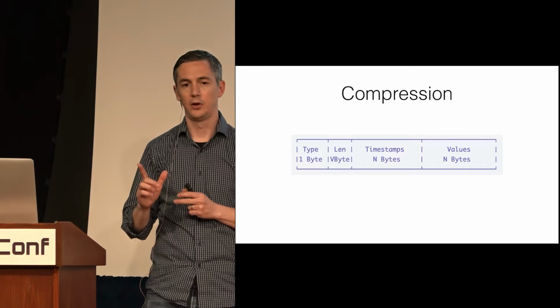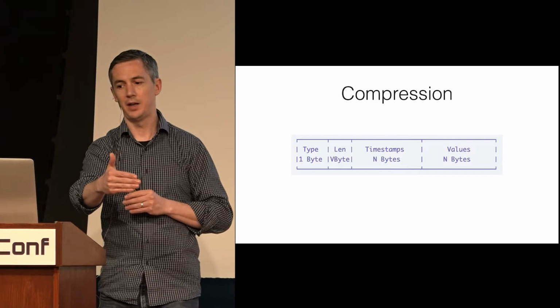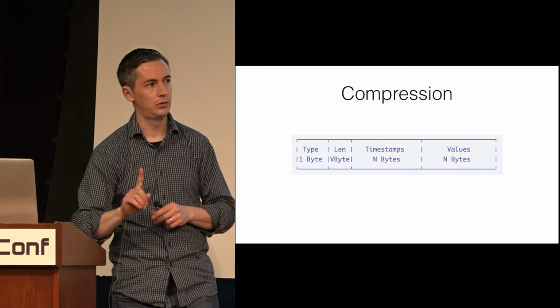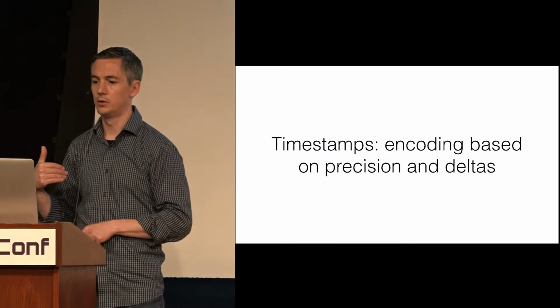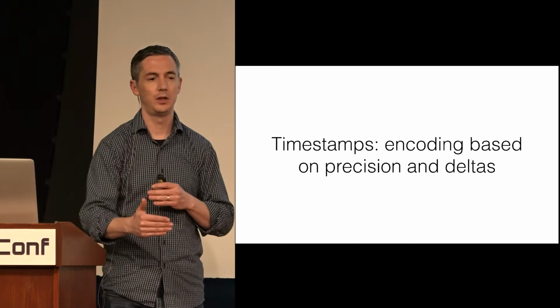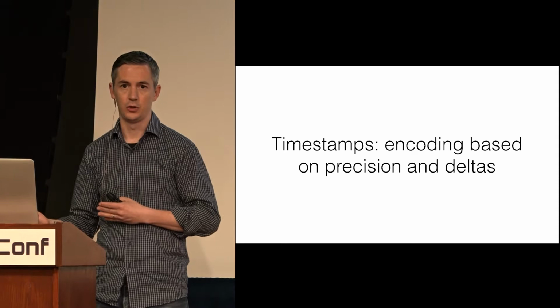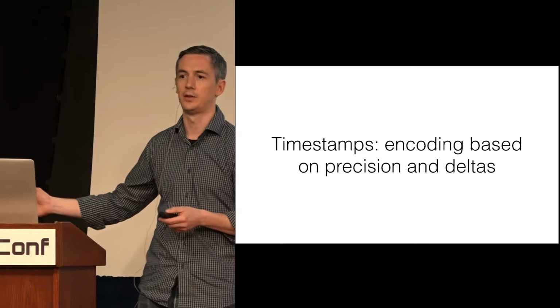By default, we will encode up to 1,000 value-timestamp pairs into a single one of these blocks. So if a request comes in for a single value, we actually end up decoding 1,000 worth, right? Looking at the compression, the timestamps we encode based on the precision and the deltas between them. We support nanosecond level precision, but just because we support that doesn't mean we need to represent all the lower order bits if they're all zeroed out, right?